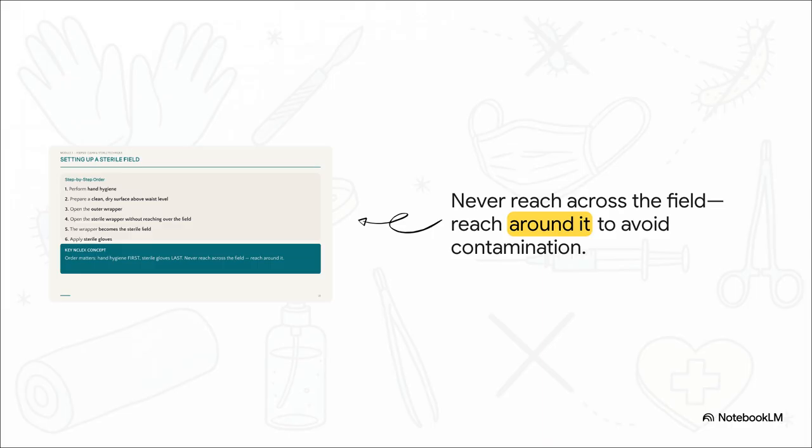The physical space dynamic here is so critical to understand. You never reach across the field. You reach around it. Think about it. When you reach an unsterile arm over a sterile field, microscopic dust, skin cells, or bacteria can fall directly from your clothing or skin right onto the sterile supplies. Reaching across is a cardinal sin that immediately ruins your entire setup. Space and geometry matter immensely here.